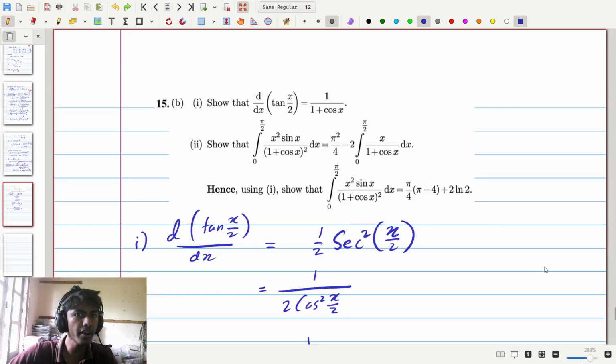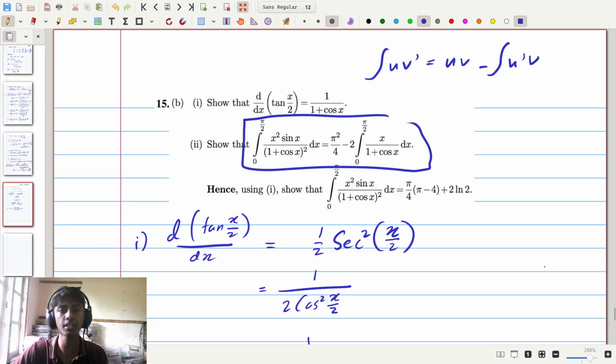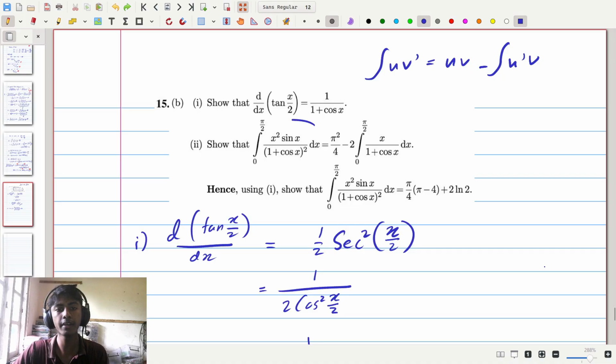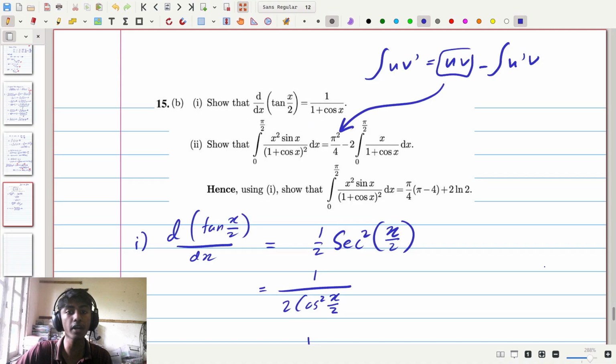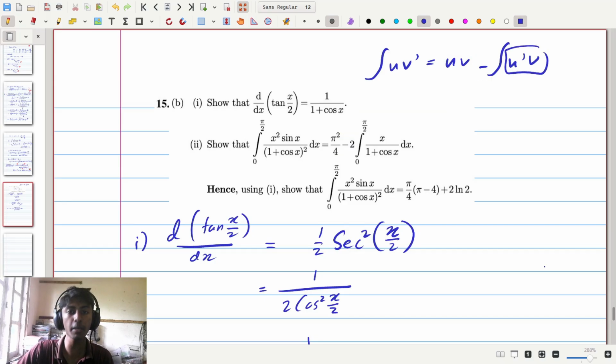Now going up, if I write down the formula of integration by parts, which is that the integral of u times v prime is equal to uv minus the integral of u prime times v, and compare it with the result that they've given us here, we can see this result has the exact same form and pattern as integration by parts. On the left hand side, we have one integral, and on the right hand side, we have uv, which is pi squared divided by 4, minus another integral, which is of the form u prime times v, where we have 2x divided by 1 plus cosine of x as the u prime times v.